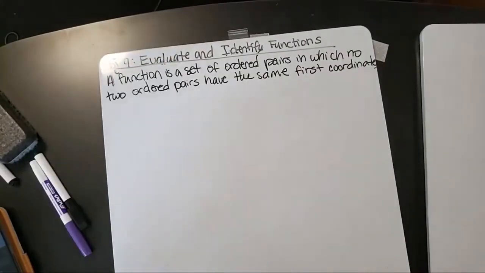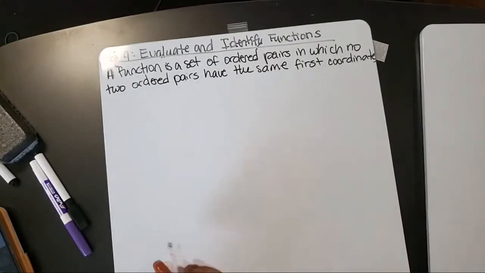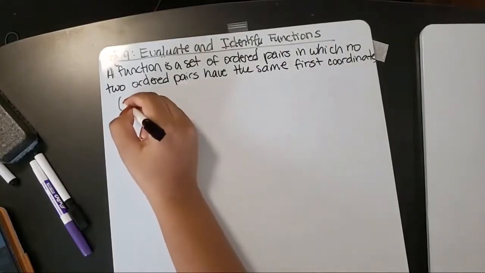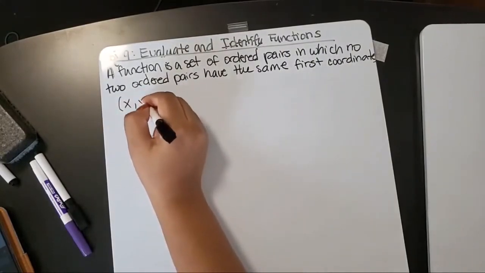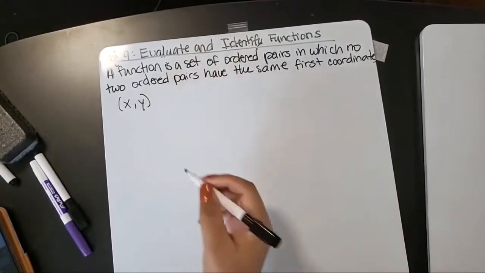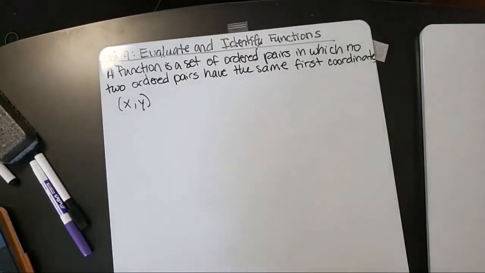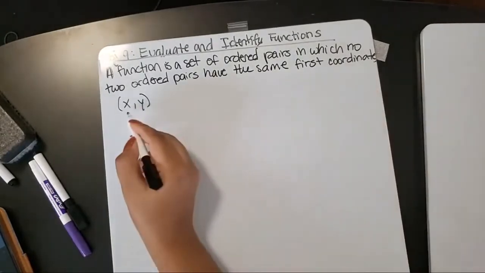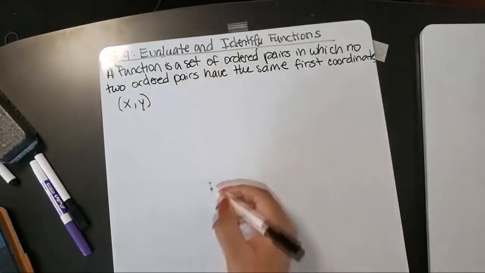In words, we can say a function is a set of ordered pairs in which no two ordered pairs have the same first coordinate. All right, so if we look at an ordered pair, we know that an ordered pair is x, y, right? So that means that no two ordered pairs can have the same first coordinate, which is the x.